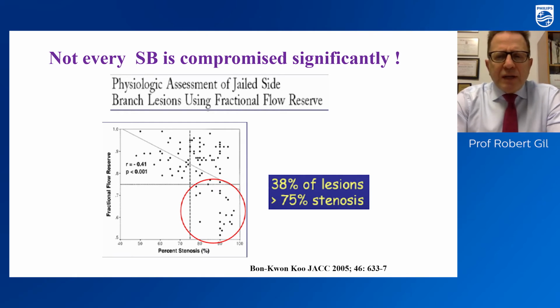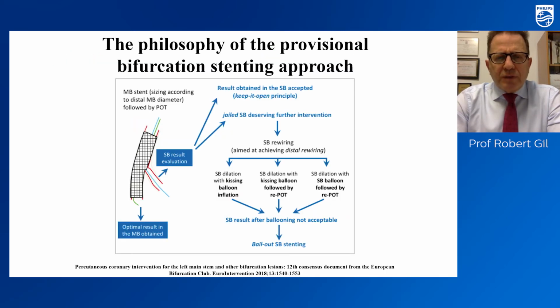This is a result of the investigations of Bon-Ku Koo, who showed us that in terms of side branch compromise by main vessel stenting, only less than 40% of lesions needed to be retreated with balloons or new stents. So we have to take into consideration that visual assessment and belief in angiography is not the best idea to be, let's say, optimal in terms of coronary bifurcation treatment.